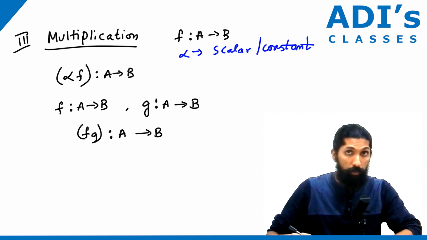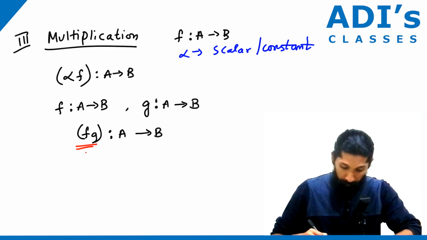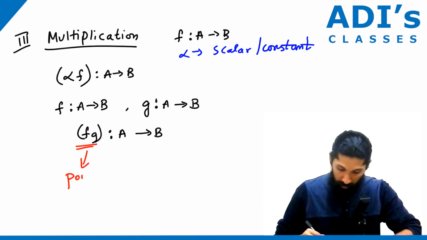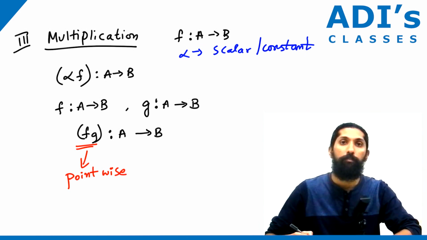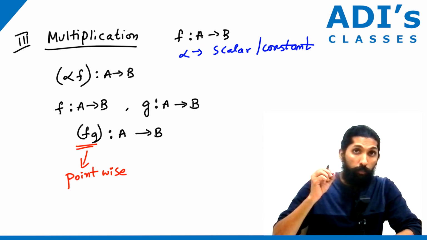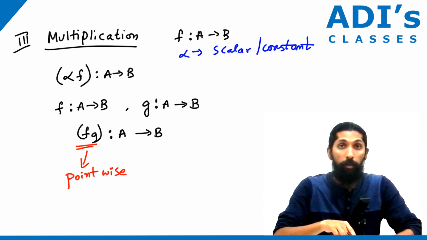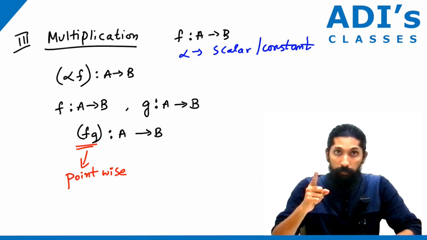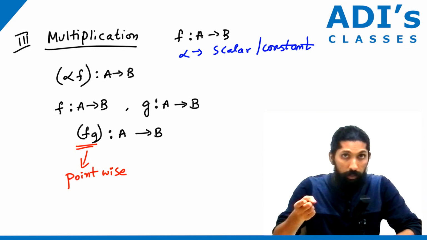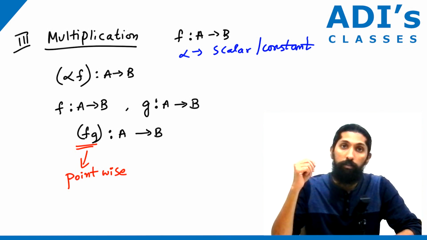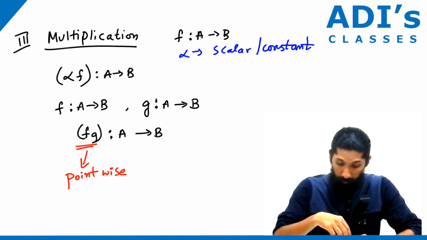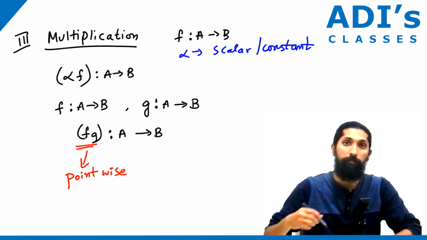Now one thing I want you to understand is that this type of multiplication is called pointwise multiplication. Fair enough? Remember, in multiplication there are only two types. One is with a scalar, a constant, and the other is with two different functions. That's what we call pointwise multiplication.